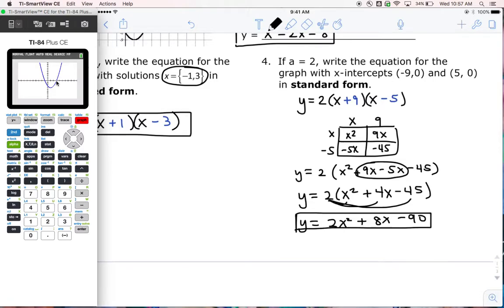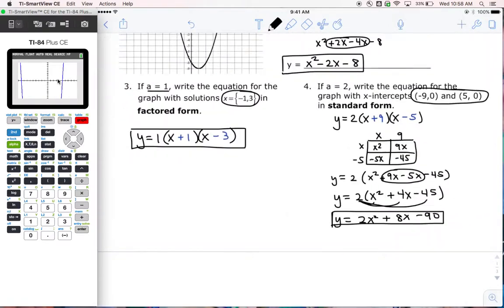So this is my final standard form equation. And again, we can quickly check our answer. We're going to type in 2x squared plus 8x minus 90. And we're going to just make sure that it matches our description. Looks like, okay, negative 9, 0 and 5, 0, just like it told me I was supposed to have. Perfect. So I know that I'm probably correct.